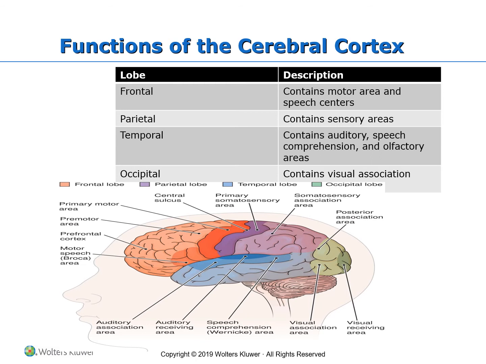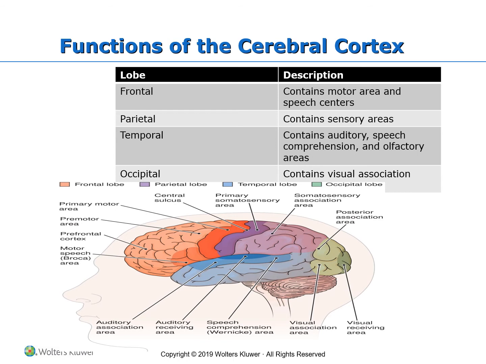We are moving now into the blue part of the image that is representing the temporal lobe, which is situated, if you remember, inferior to the lateral sulcus, corresponding to the temporal bone. The main functions for the temporal lobe are related to auditory, speech comprehension, and olfactory functions. The auditory receiving area, in dark blue on your picture, will be able to detect sounds from the environment.